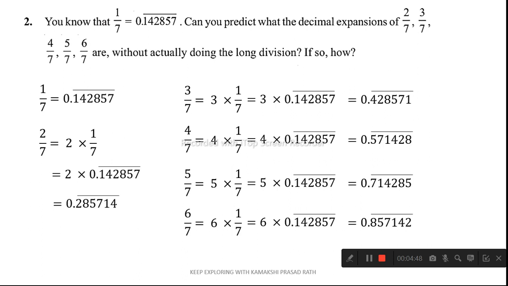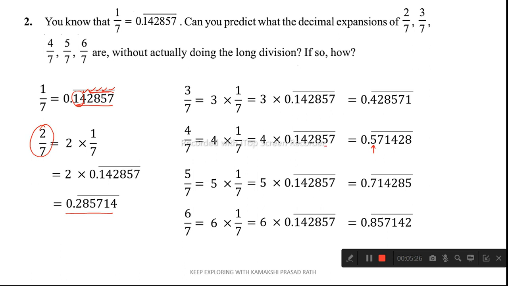Now when we see the pattern here, 1 by 7 is 0.142857. Now see the value of 2 by 7. 2 by 7 is 0.285714. You can see here the decimal repeats, starting from 2: 2857, then again 14. Similarly, when you go to 3 by 7, it starts from 4: 4, 2, 8, 5, 7, then again 1. Similarly, for 4 by 7, it repeats from 5.